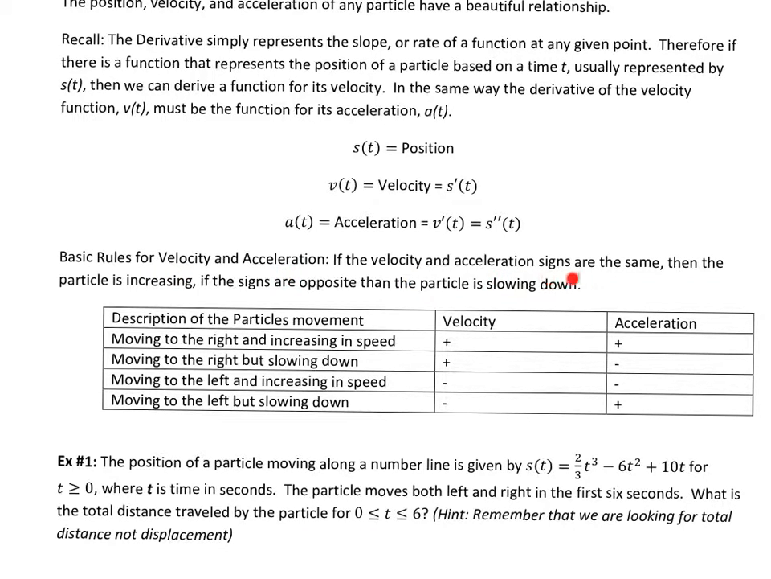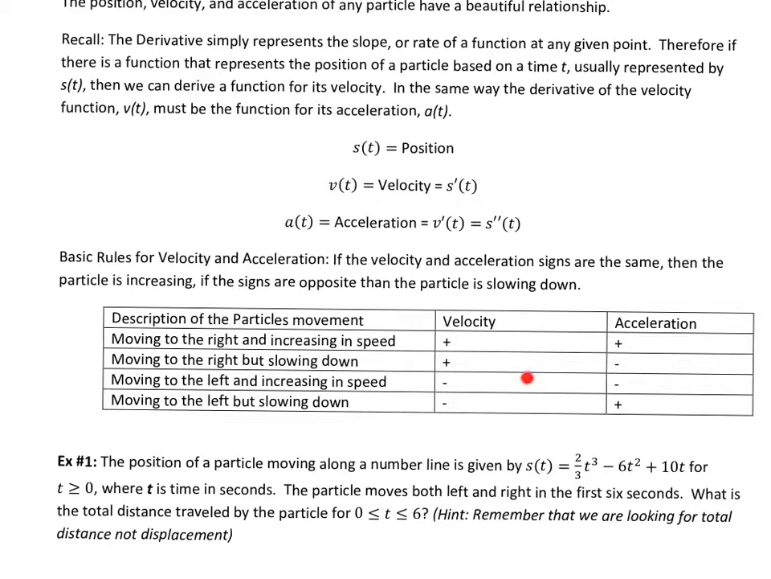If the velocity and acceleration signs are the same, then the particle is increasing in speed. So notice here I have velocity is positive, velocity is negative, acceleration is positive, negative, negative, and positive. So notice when they're both positive, it's increasing in speed. But when one's positive and one's negative, then we could say it's slowing down. Or if the velocity is negative and the acceleration is positive, then it's also slowing down. If they're the same sign, though, both negative, then it's actually speeding up.